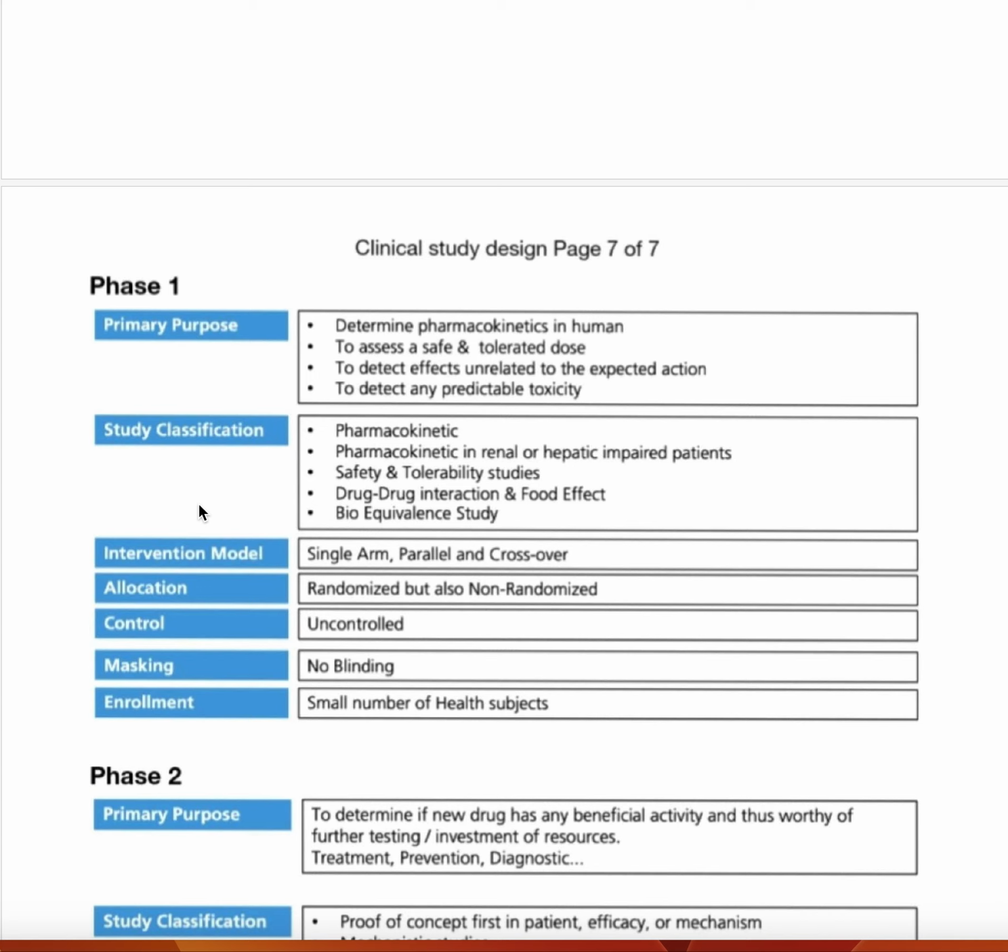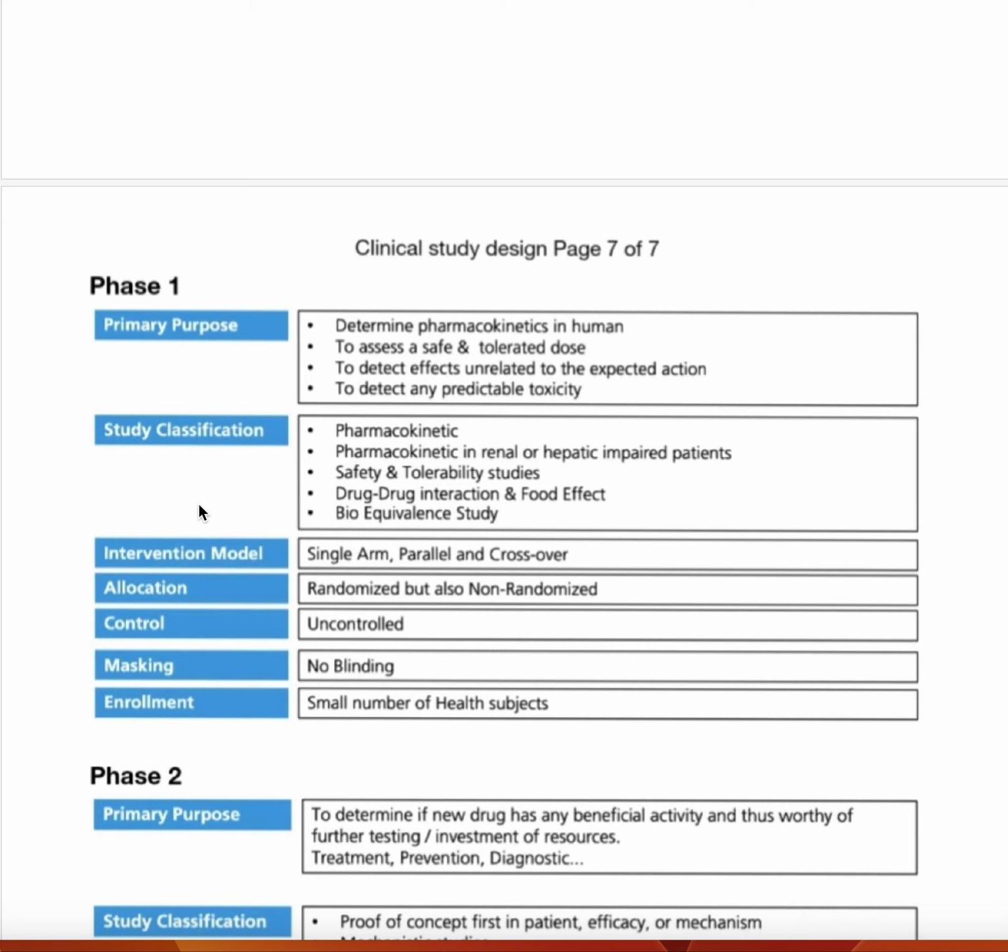So, study classifications: pharmacokinetics in renal and hepatic impaired patients, because we know that most of the elimination of the drug happens in the kidney and also the liver. Safety and tolerability studies: drug interaction and food effect. We also study bioequivalence. Okay, so these are the study classifications.